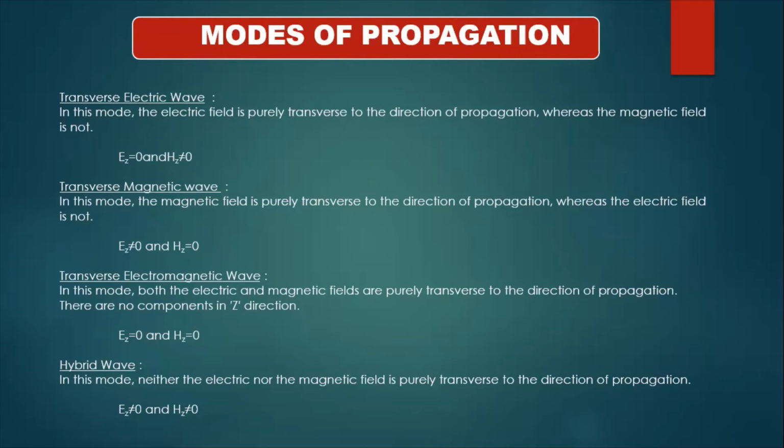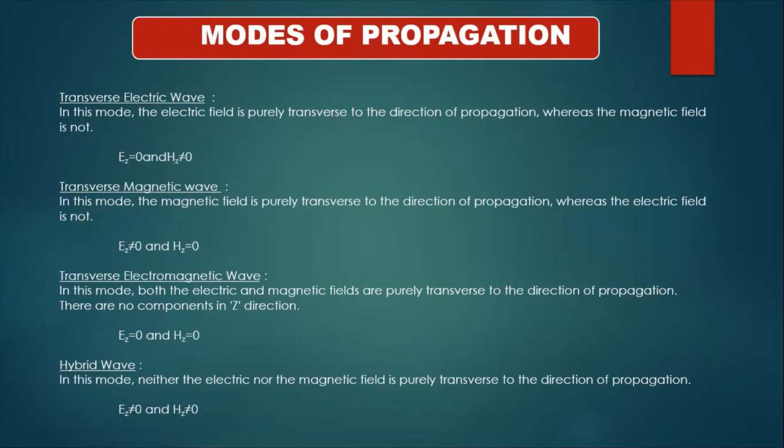Next comes the transverse magnetic mode. In this mode, the magnetic field is purely transverse to the direction of propagation, whereas the electric field is not. That is, Ez is not equal to 0 and Hz equals 0.